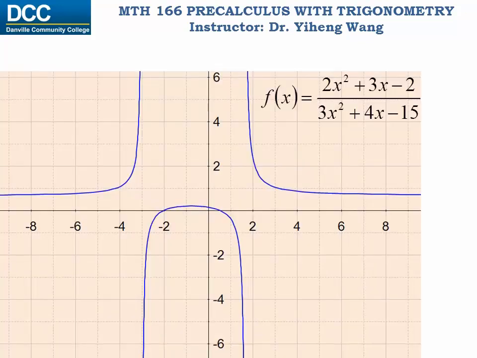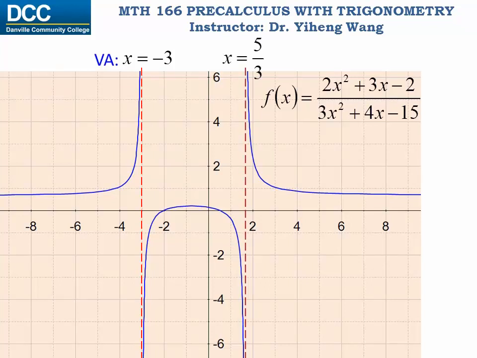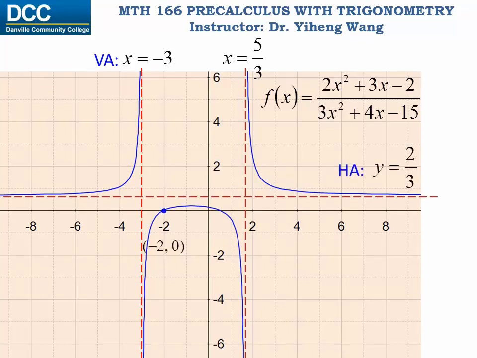And here is the graph for this rational function. Again, as you can see, vertical asymptote, x equals -3, vertical asymptote, x equals 5/3. Also, these correspond to the two points excluded from the domain of this function. Horizontal asymptote, y equals 2/3, x-intercept (-2, 0), x-intercept (1/2, 0), y-intercept (0, 2/15), and all of these agree with our analysis.